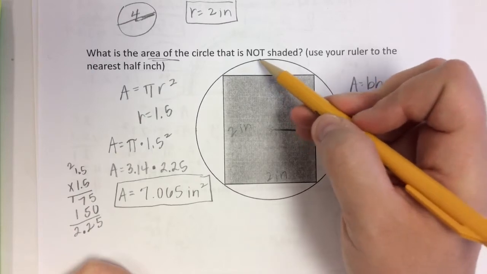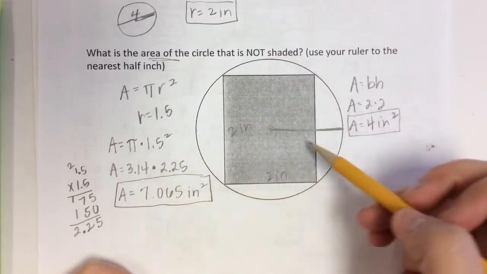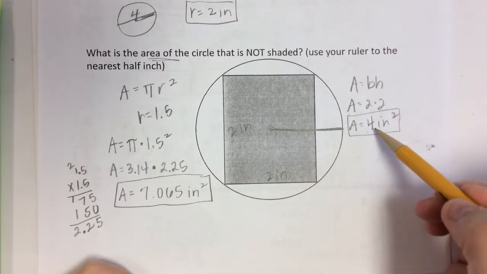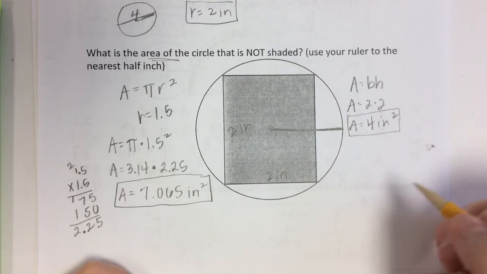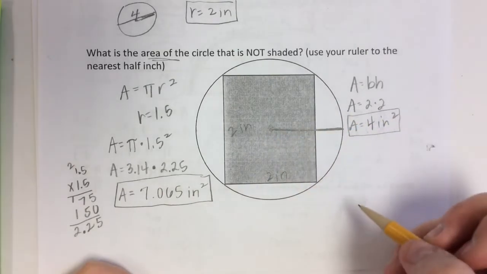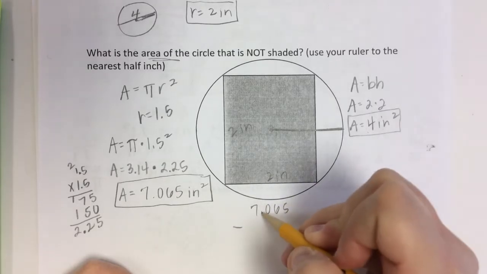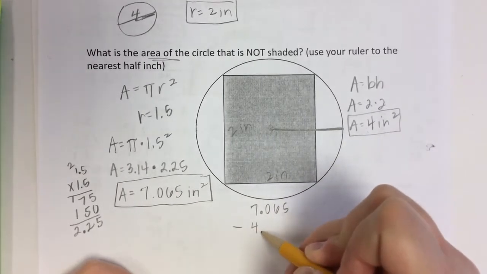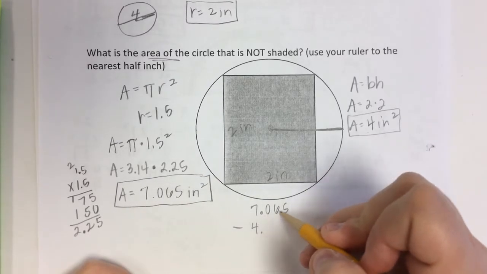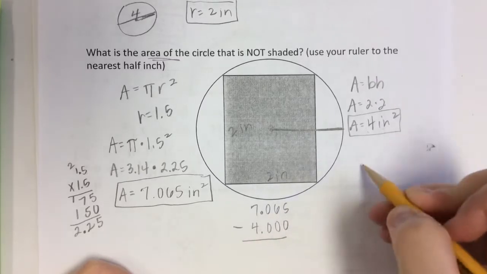They're asking me what is not shaded. And so this is everything inside the circle. If we take out this shape in the middle, which was 4 square inches, to take out in math means subtract. And so I'm going to subtract these areas from each other. 4 is a whole number, so it needs to line up under 7. So we have 7.065, which was my area of my circle, and then we're going to subtract 4.